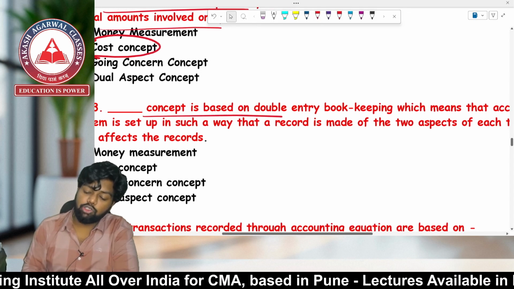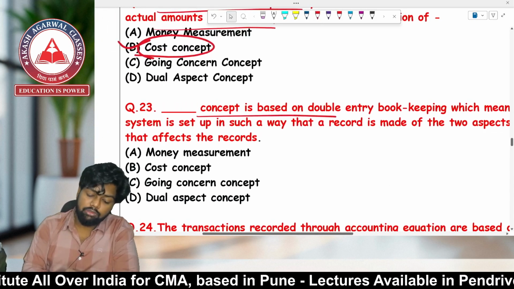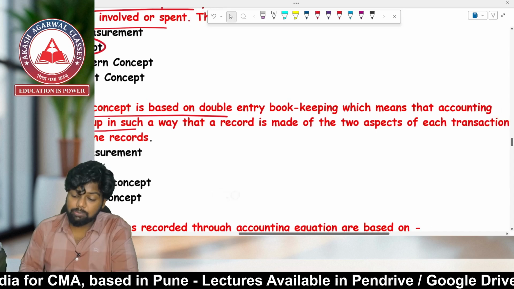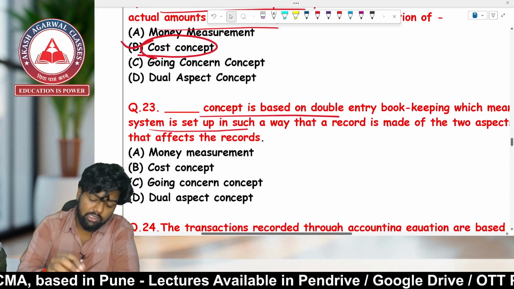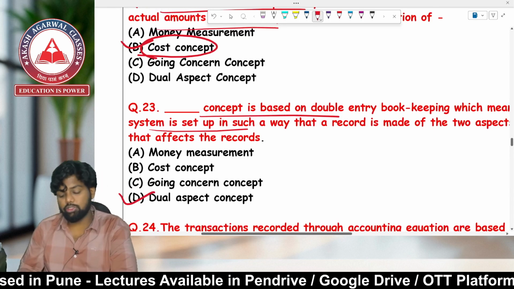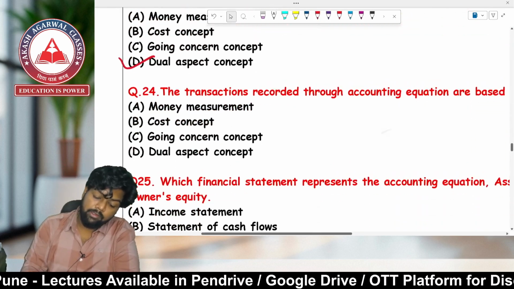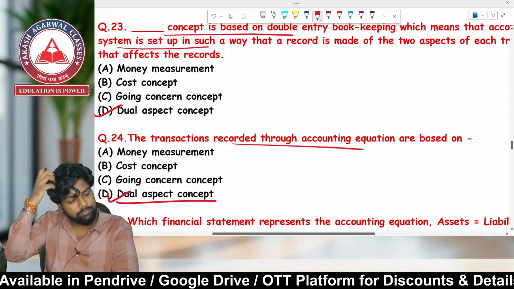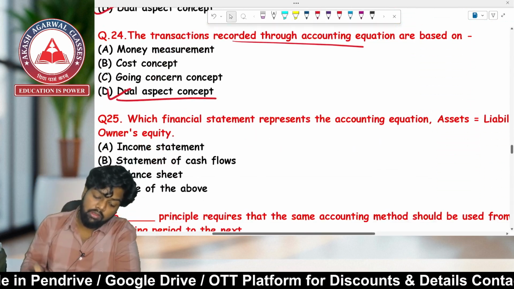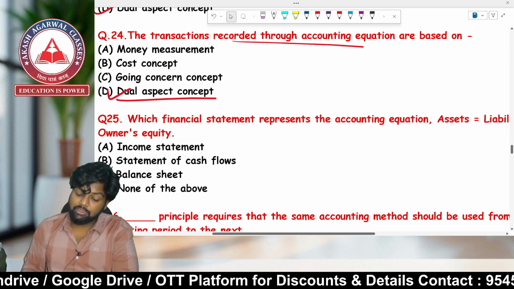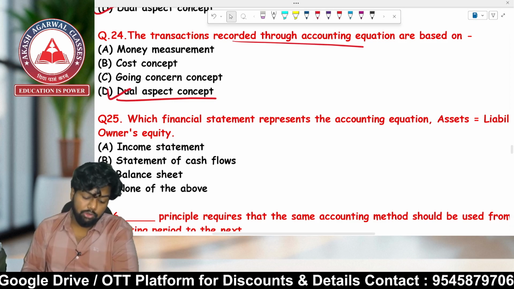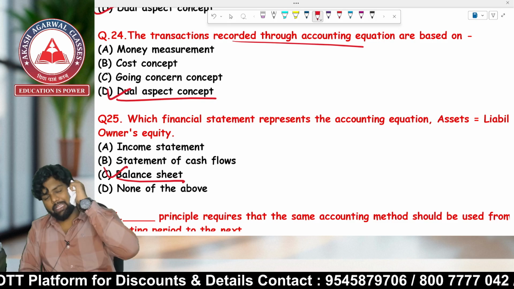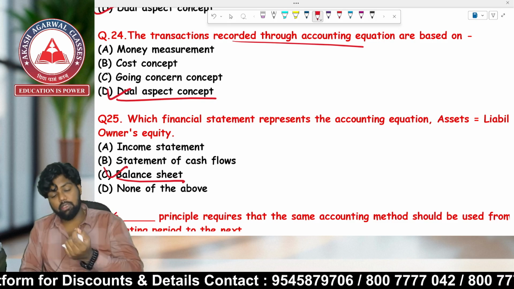Dash concept is based on double entry, which means that the accounting system is set up in such a way that a record is made of two aspects of each transaction that affects the record. It is known as dual aspect concept. The transactions through accounting equation are based on dual aspect concept. Which financial statement represents the accounting equation? Asset is equal to liabilities plus owner's equity, balance sheet. Because in the balance sheet you have asset, liability and equity.